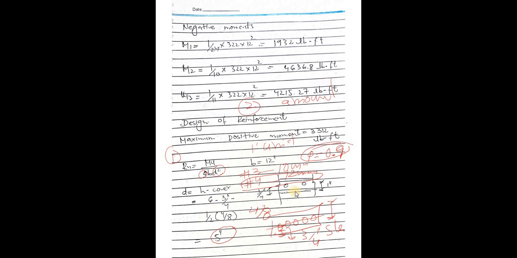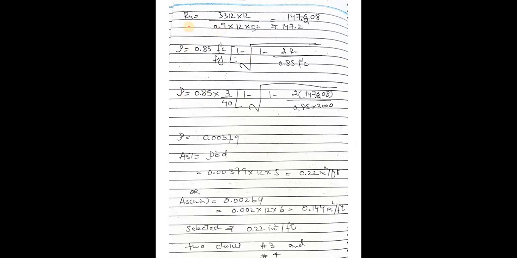After the calculation of the Rn factor, Mu divided by phi b d square, you have to find rho. Rho means the amount of steel, and this formula is taken from ACI books. This is 0.85 fc prime divided by fy, times 1 minus the square root of 1 minus 2 Rn divided by 0.85 fc prime. So just put Rn here, with fc prime and fy, and this is equal to 0.00375.